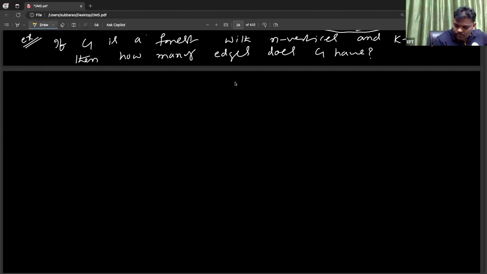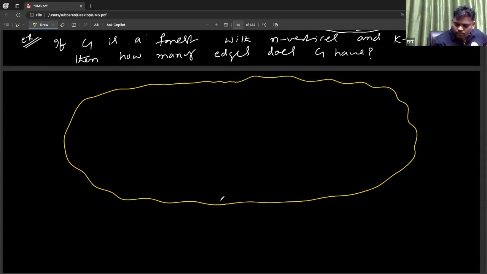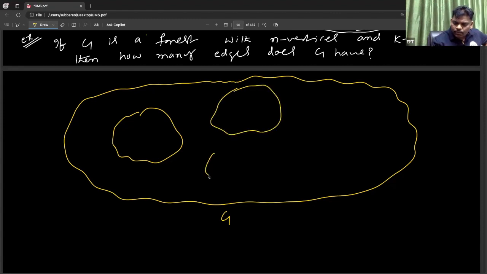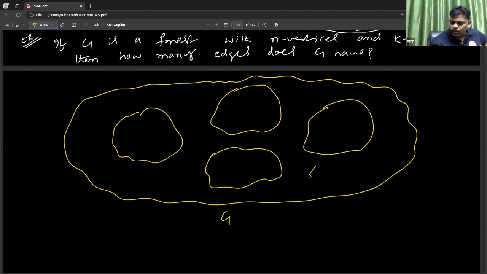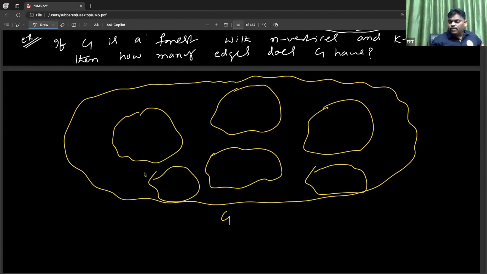So let's see this one. It is a G which has k connected components. Let us assume that this is one connected component, and here is one more connected component, and one more, and one more. Assume. So this is G. G is a forest with n vertices and k connected components. Can you help me? What is the k value?